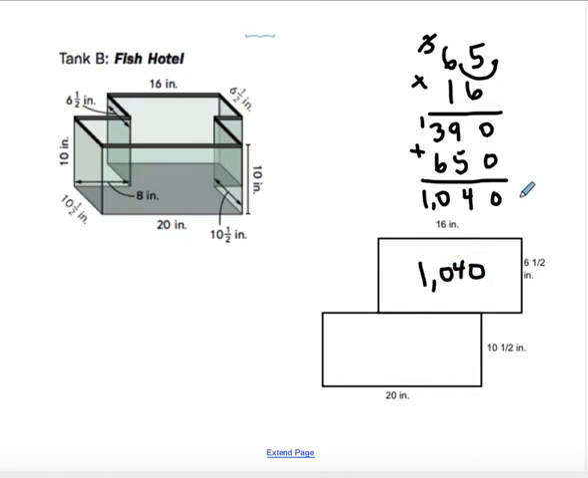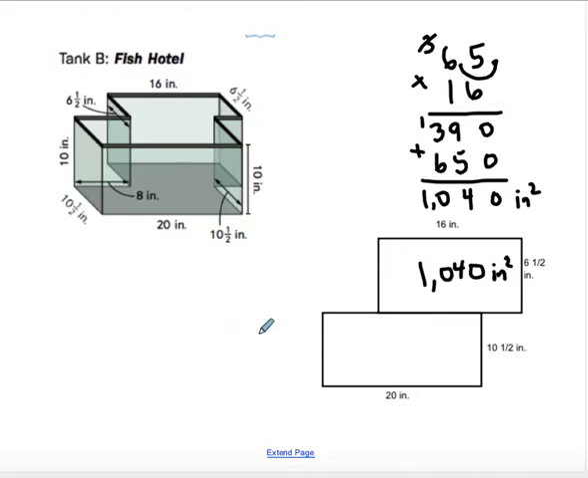And I should include my units. This would be inches squared. I'll put my inches squared here as well. Okay, so now I'm going to switch colors so that the black ink goes with the black area, and then over here the purple ink will go with the purple area.